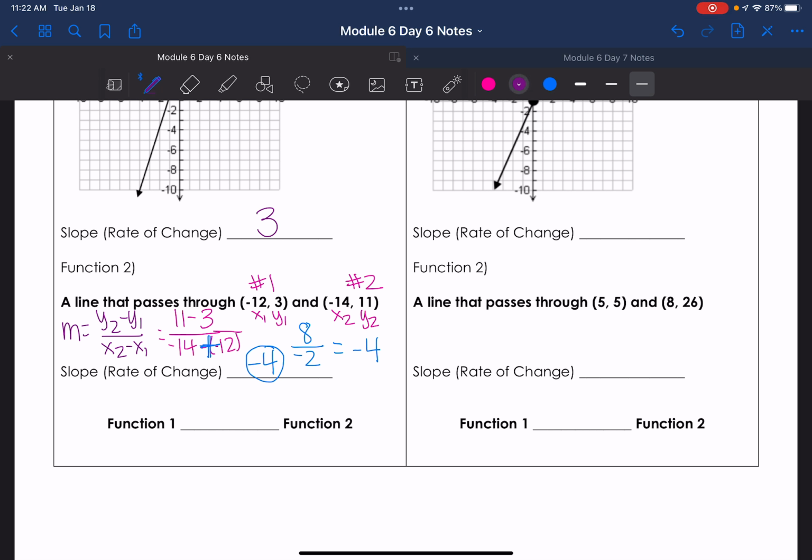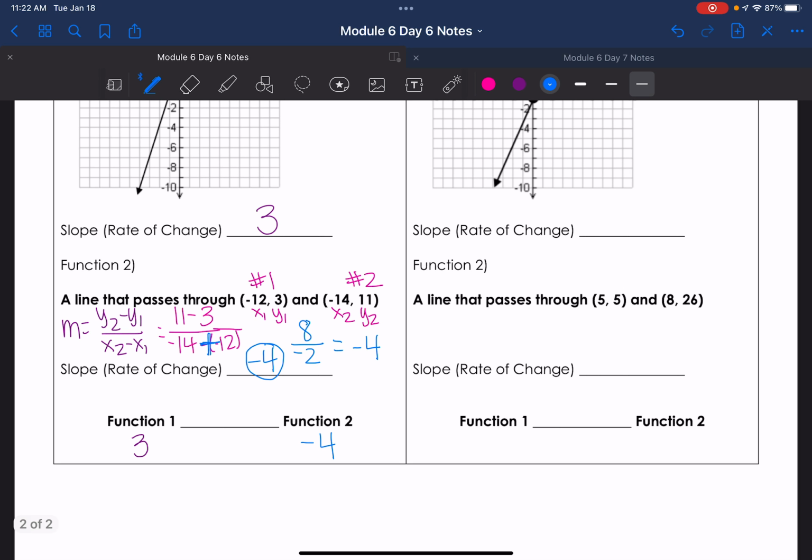So when I compare my function number 1 of 3 to my function number 2 of negative 4, again, I'm not looking at whether it's negative or positive. I'm looking at the steepness of a line, and the absolute value that is greater is going to be the one with the steeper slope, or the greater rate of change. So that would be 3 is less than the slope of negative 4. So even though the slope of 3, technically that number is greater, we're looking at the absolute value. So you can put absolute value around it, so then it's 3 is less than 4.